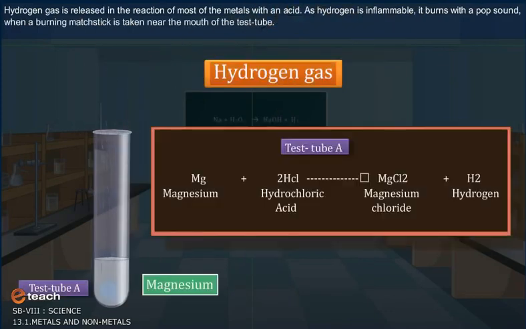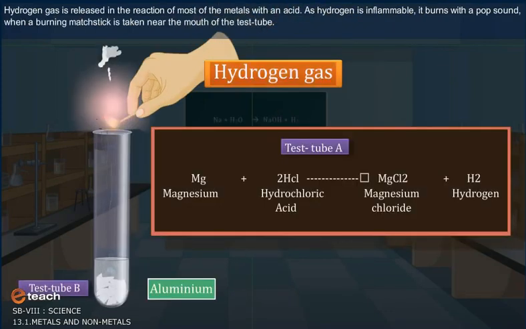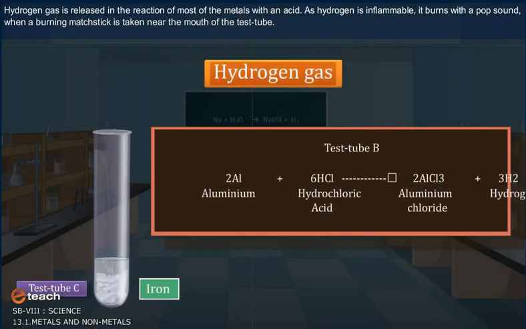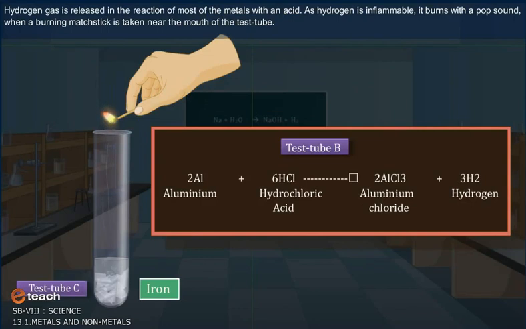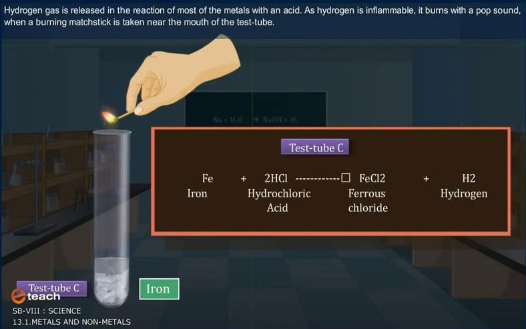Hydrogen gas is released in the reaction of most of the metals with an acid. As hydrogen is inflammable, it burns with a pop sound when a burning matchstick is taken near the mouth of the test tube.